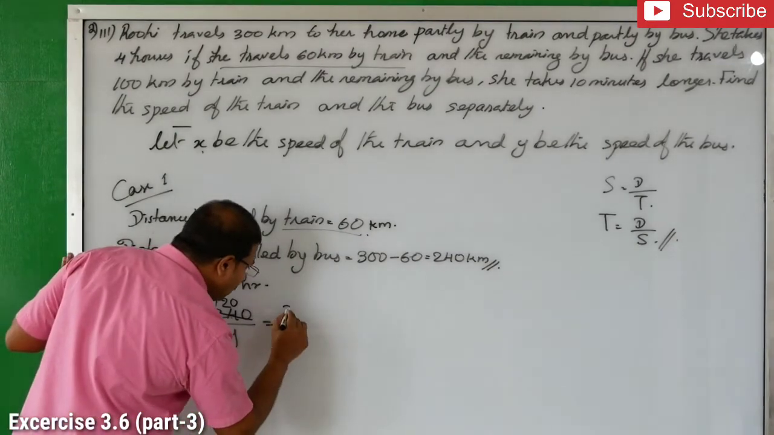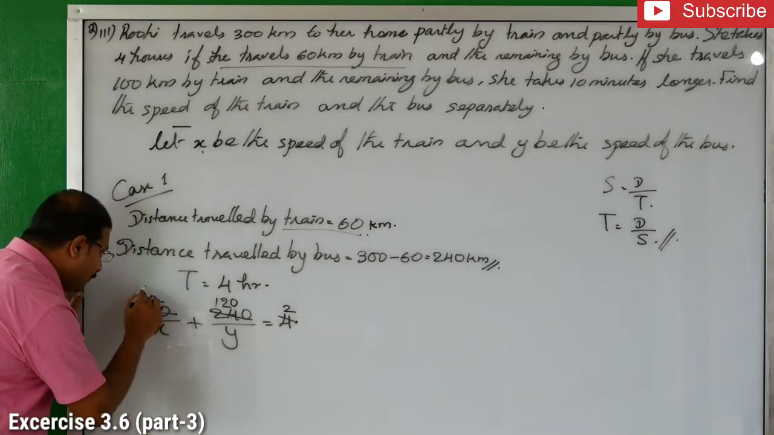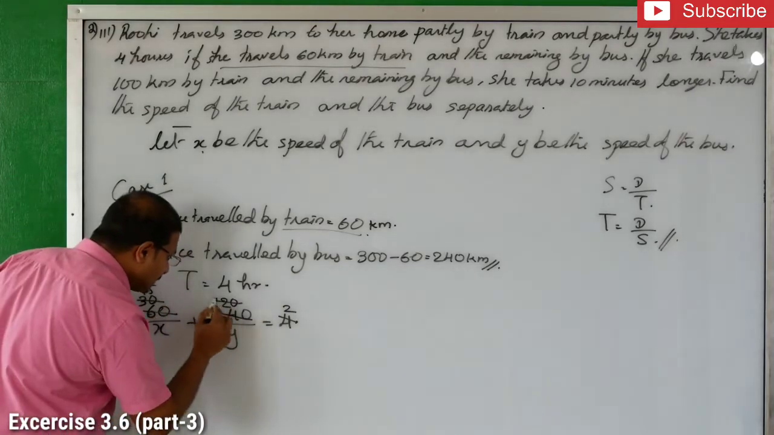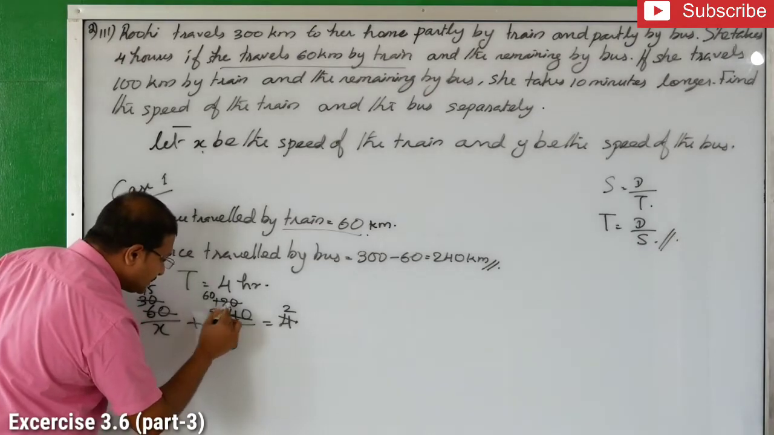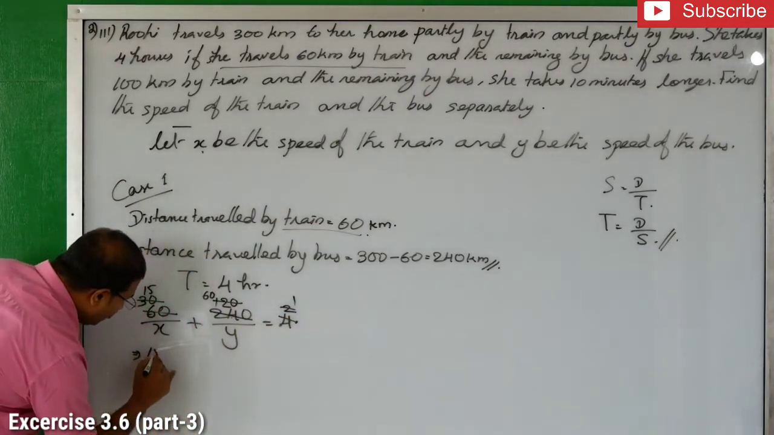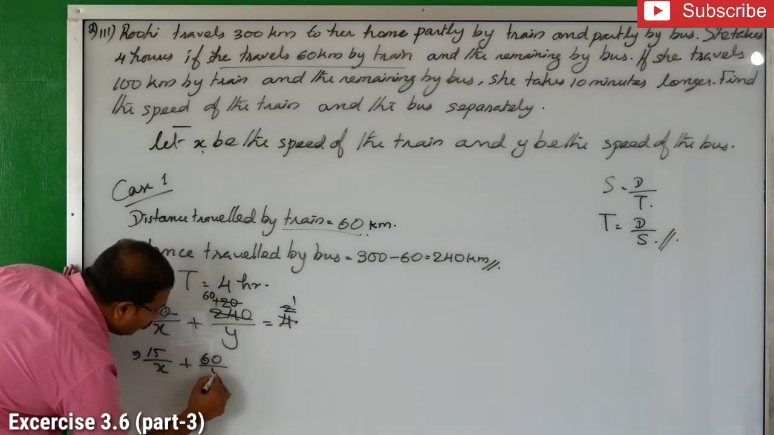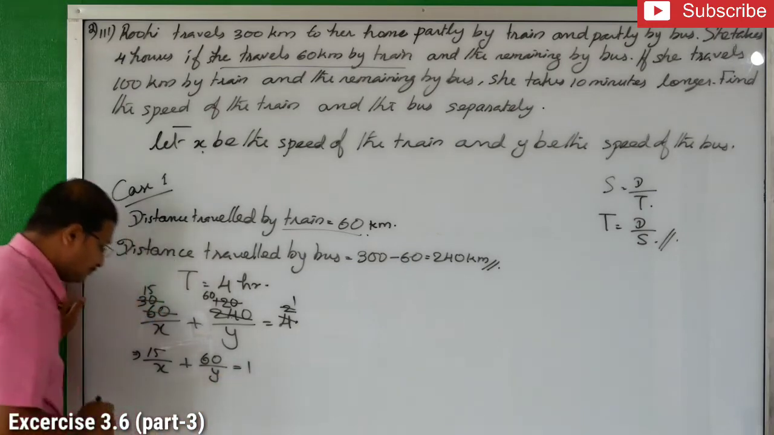After that, 2 2s are 4. Again, we can cancel by 2. That means what you will get? 2 15s are 30, 2 6s are 12. Ready? That means 60. So, this equation we got now is 15 by x plus 60 by y equals 1.